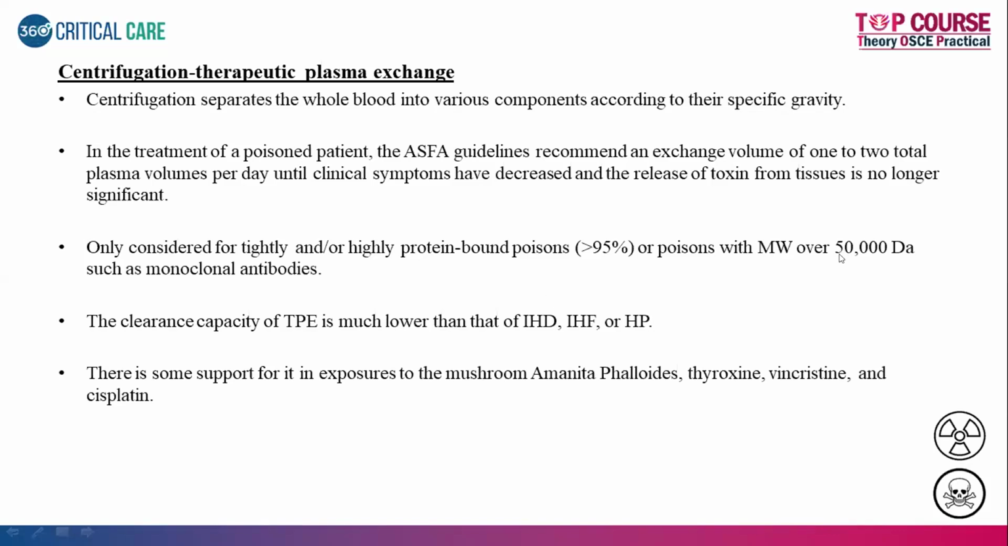And also, if you see, the molecular weights over 50,000 Daltons can be removed by your centrifugation techniques, especially your monoclonal antibodies. But if you ask me the efficiency, it is very, very poor. Okay, so the clearance capacity is very much low compared to your other forms of extracorporeal removal. Okay, so other than your monoclonal antibodies, some support for this centrifugation process is your mushroom toxicity, thyroxine toxicity, vincristine and cisplatin toxicity. These can be removed with the help of centrifugation because the molecular weight of these are more than 50,000.